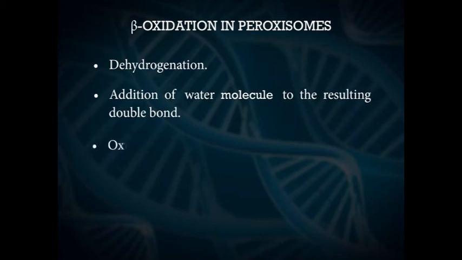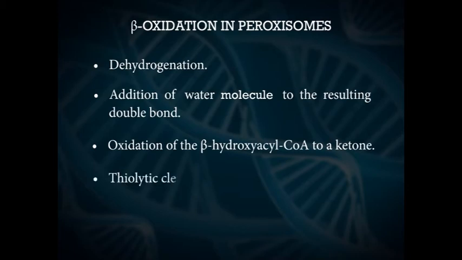Third, the oxidation of the beta-hydroxyacyl-CoA to a ketone. And finally, thiolytic cleavage by coenzyme A. In peroxisomes, the acyl-CoA oxidase introduces a double bond and passes electrons directly to an oxygen molecule, producing H2O2, or hydrogen peroxide. The H2O2 is then immediately cleaved by the catalase enzyme.